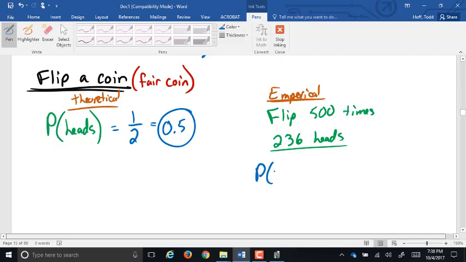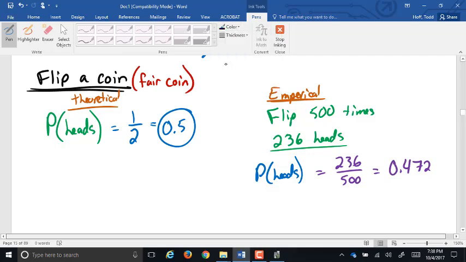The empirical probability of getting heads on that coin is 236 out of 500, 0.472, right? Or 47.2%. Slightly less than half.